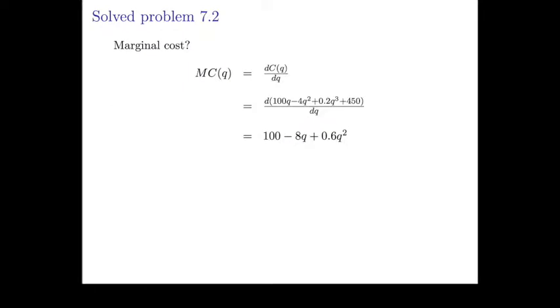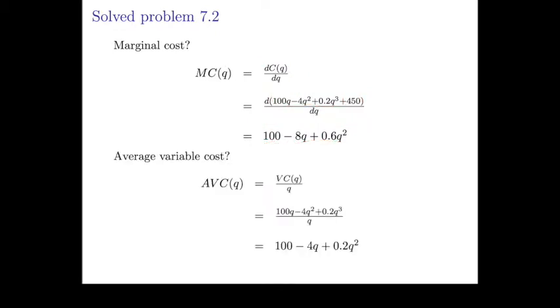So we'll be able to calculate the marginal cost. Remember, the marginal cost is the derivative of the cost function with respect to Q. So let's plug in our cost function here and take the derivative with respect to Q. So the first term, we get 100. Second term we get minus 8Q. In the third term we get 0.6Q squared. And the last term, the derivative of 450 with respect to Q, it's a constant, so it's 0. So our marginal cost is 100 minus 8Q plus 0.6Q squared.